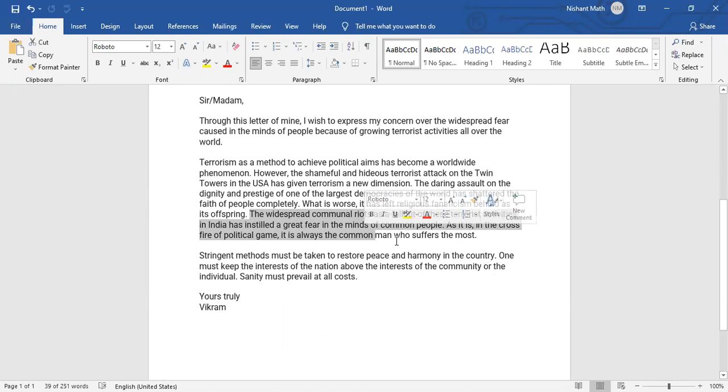riots means those community fights we can say. Communal riots as a fallout is a phrasal verb of these terrorist activities in India has instilled, whenever they happen, fallout means something happening, instilled a great fear in the minds of common people, as it is in the crossfire of political game. That means, as it is in the crossfire of political game, it is always the common man who suffers the most. People ruling in any country will always exercise this particular terrorism activities for their political gain.